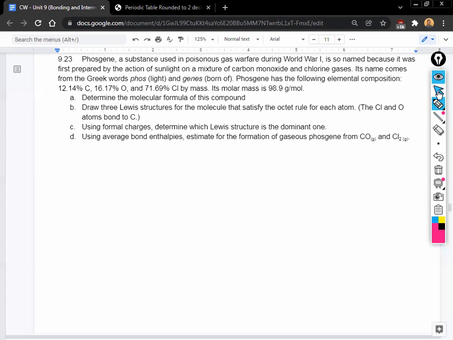Whenever you have a molecular or empirical formula question, basically anything where it tells you what percentage of the molecule is made up of certain elements, you always want to start by assuming a 100-gram sample. Because if you assume that it's 100 grams, you can just turn this into 12.14 grams of carbon, 16.17 grams of oxygen, and 71.69 grams of chlorine. So the molecule is 100 grams total, and you have your percentages right here.